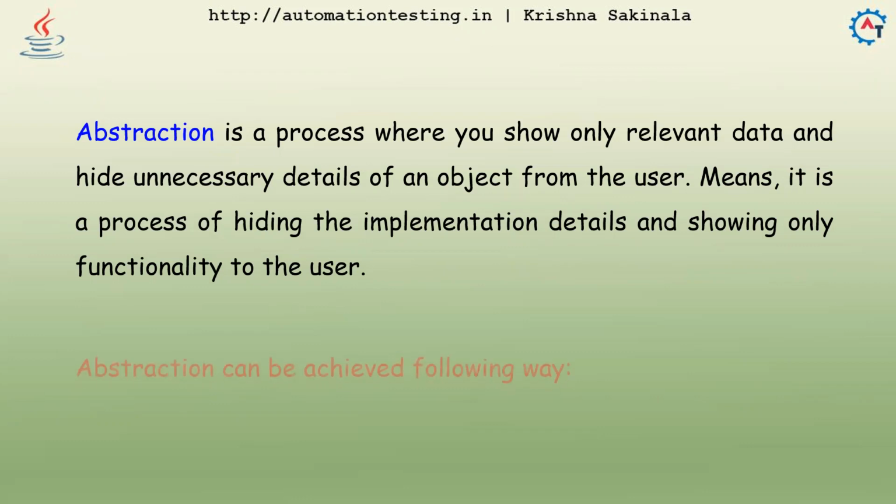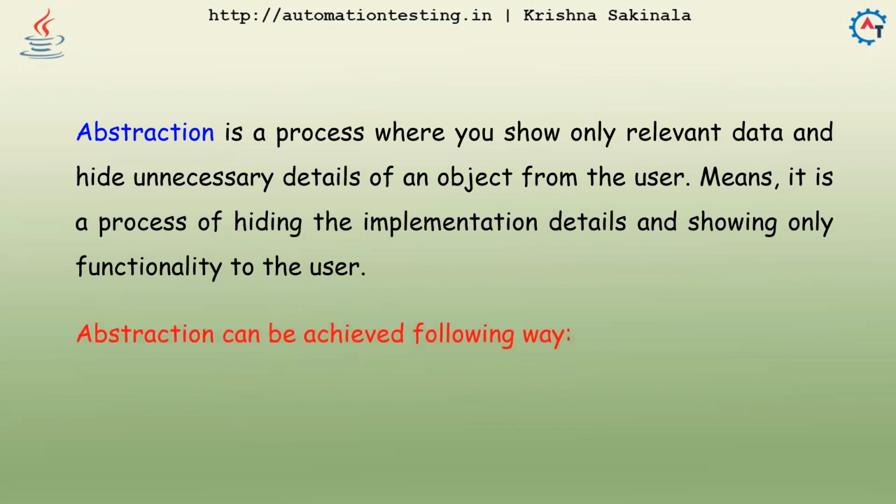Abstraction can be achieved in the following two ways. One is using an abstract class, and the second one is an interface. So abstract class and interface. With these two ways, you can achieve abstraction in Java.